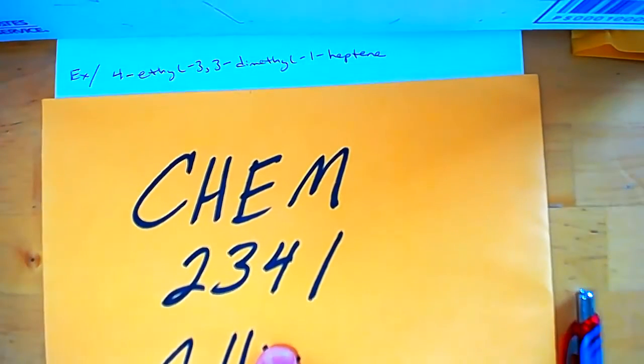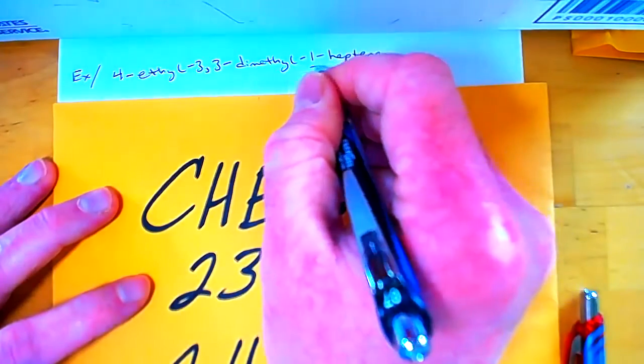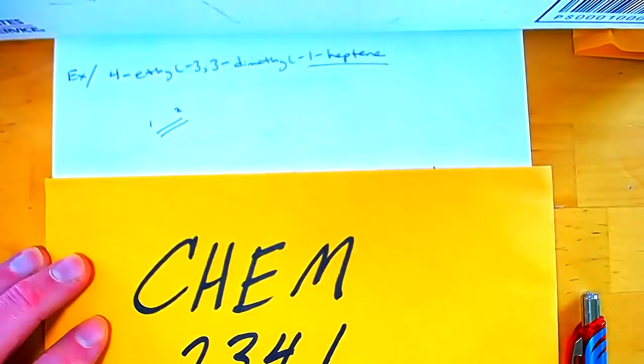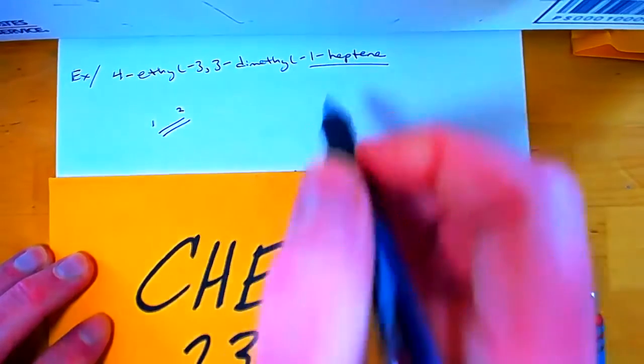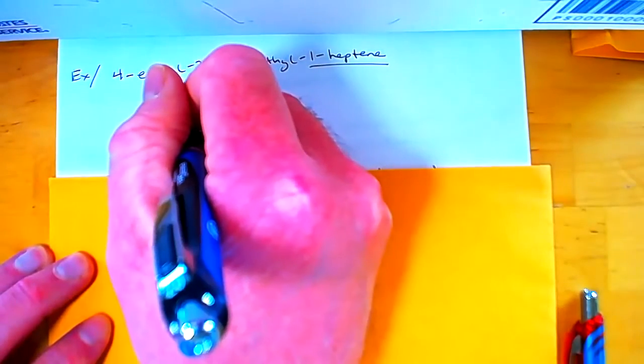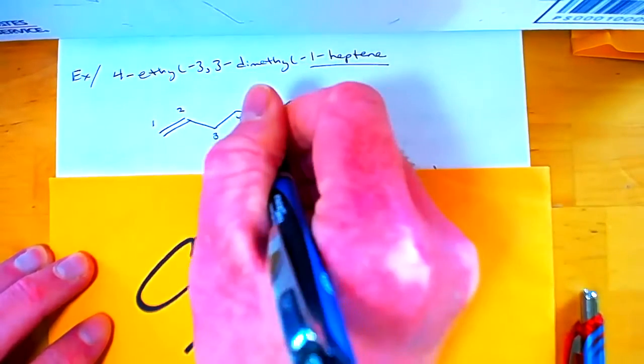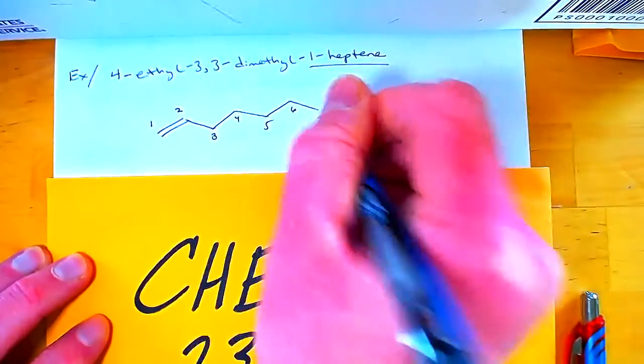All right. Now let's try something like this. So now we've got 4-ethyl-3,3-dimethyl-1-heptene. Heptene means that we have an alkene. So I'm going to start off with a carbon-carbon double bond, and that's going to get the number 1 and number 2, since the alkene is the highest priority functional group here, following the numbering. So 1, 2, then 3, then 4, then 5, then 6, then 7.